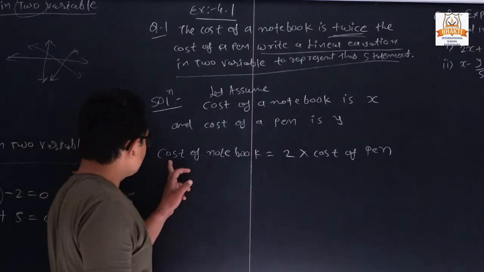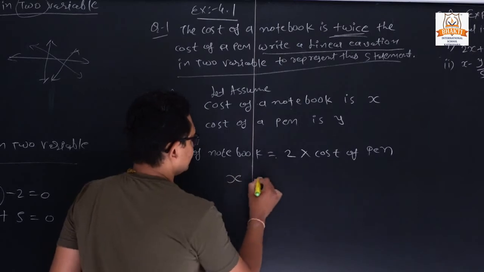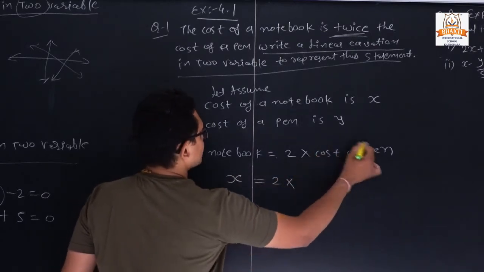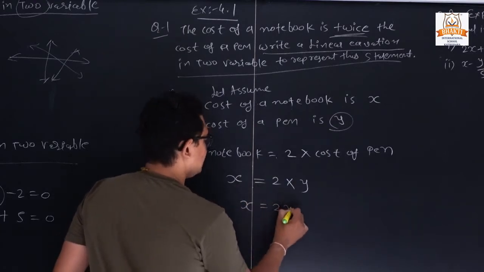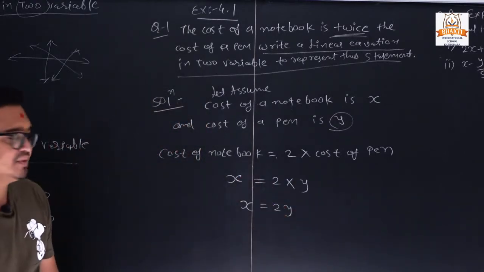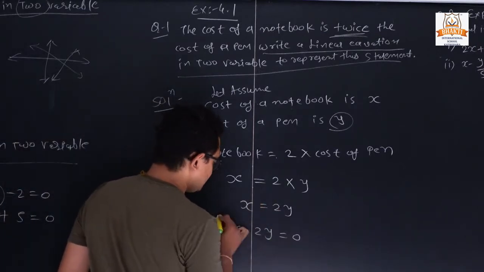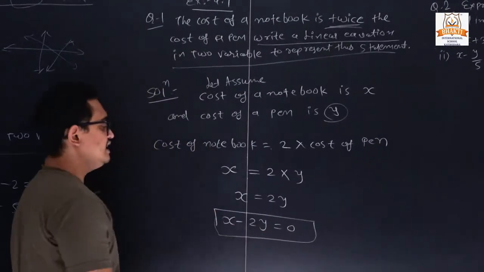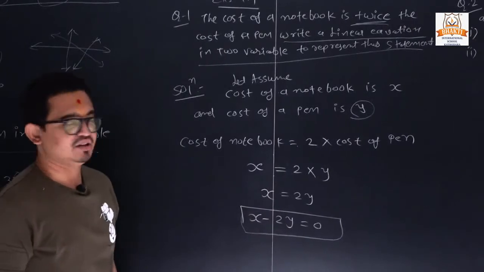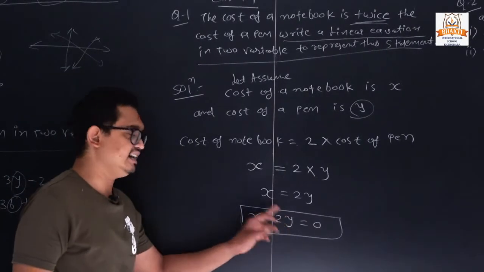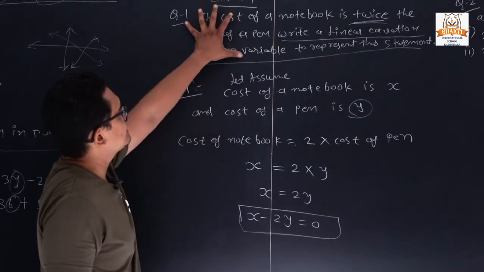Now we assumed the cost of a notebook is x, so here we put x. 2 into, what is the cost of a pen? It is y. So what is our equation? x is equal to 2y. Now that term goes to the other side, so x minus 2y is equal to 0. So it is a linear equation in two variables, clear, because the constant term is 0 but we have the two variables x and y. So this is the representation of that example.